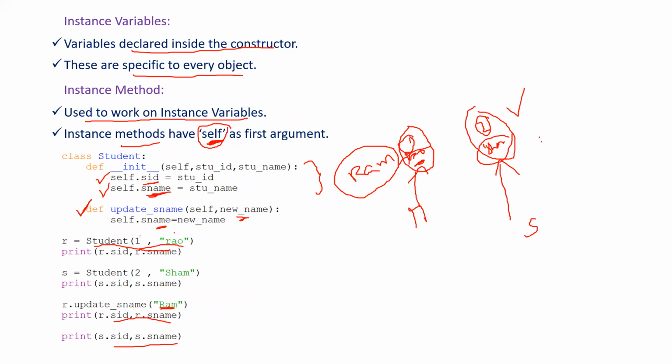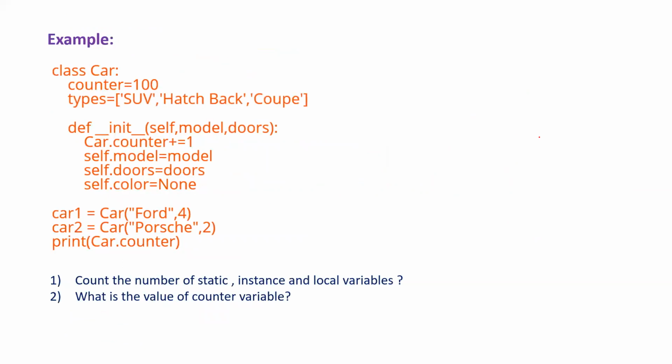In this way you need to work on static and instance variables. Observe the example here. Class Car, this is the car name. In this question they are asking the number of static, instance and local variables. Observe the number of static variables. These are static variables because static variables are declared at class level. And similarly, these are instance variables because these are specific to every object.